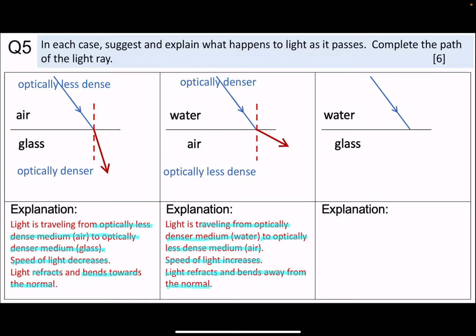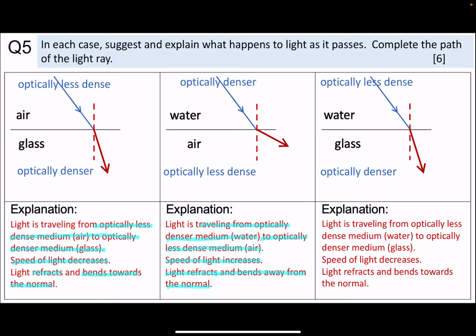Now, what happens when the light goes from water into glass? Again, water is optically less dense and glass is optically denser. So, like in the first case, the light ray will bend towards the normal, and the explanation will be the same as the first case, where the light is traveling from the optically less dense medium, water, to the optically denser medium, glass. So the speed of light will decrease, light refracts and bends towards the normal.